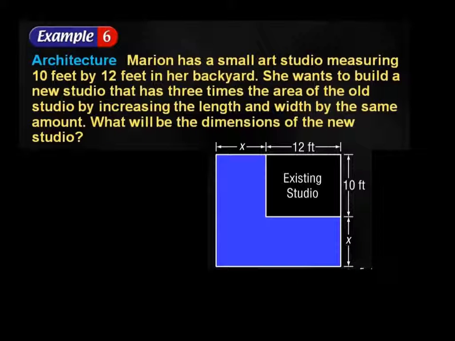They don't always give you a picture. Whenever you can draw a picture from a word problem, do. It really helps. Marion has a small art studio measuring 10 feet by 12 feet in her backyard. She wants to build a new studio that has 3 times the area of the old studio by increasing the length and width by the same amount. What will the new dimensions of the studio be?